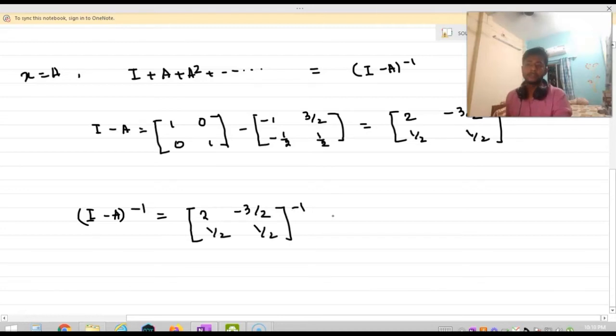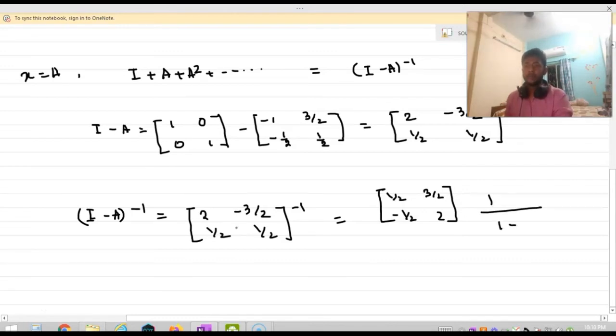Now what is the inverse of a matrix? It is adjoint divided by its determinant. So how to find the adjoint of a 2 cross 2 matrix? We just need to exchange the elements of the principal diagonal. So we exchange 2 with 1 by 2 and 1 by 2 with 2, and change the sign of the other diagonal, that is 3 by 2 and minus half. This is our adjoint, and we need to divide it by its determinant, that is 2 into 1 by 2, which is 1, minus minus 3 by 2 into 1 by 2, that is 3 by 4.